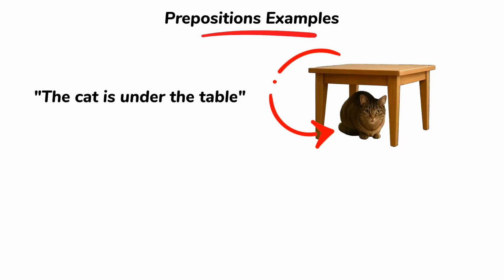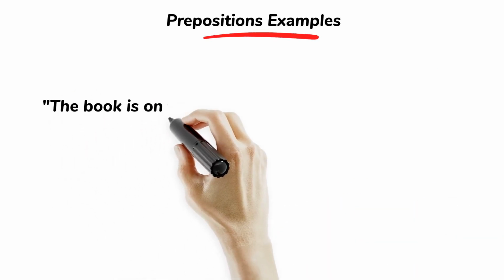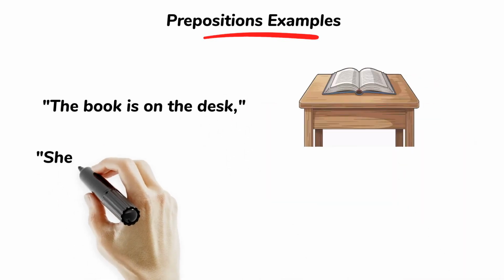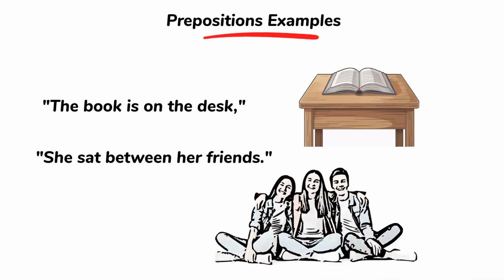Here are some other common prepositions you'll hear all the time: in, on, at, over, between, and beside. For instance, you might say, the book is on the desk, or she sat between her friends. Each preposition gives us a different kind of detail about place or position.